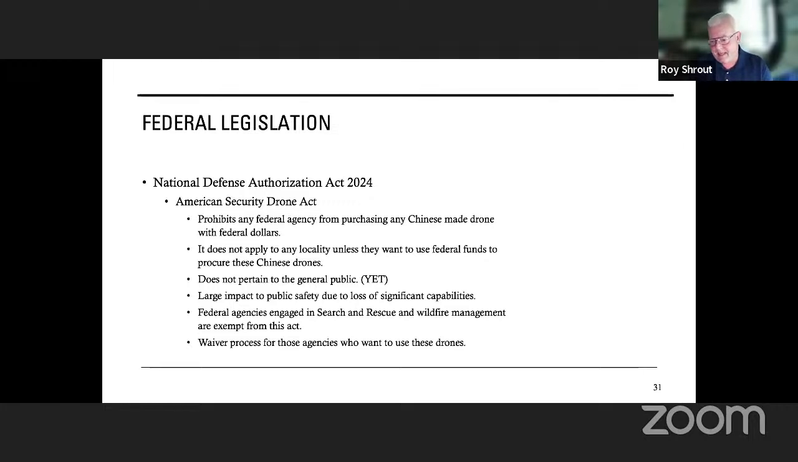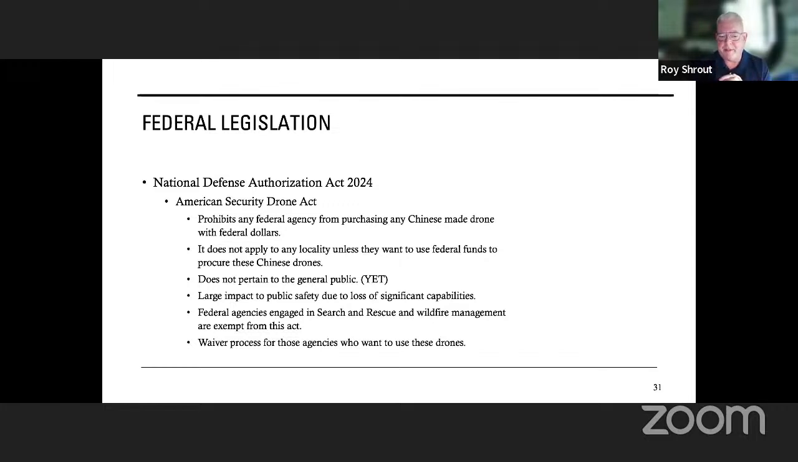And I say "yet," because I've heard and I've seen lots of dialogue about the federal government potentially wanting to go one step further and actually banning the public from using these Chinese-made drones. And again, it's not just DJI. DJI has the largest market, but that would be a catastrophic event for all the hundreds of thousands of drone users in the country.